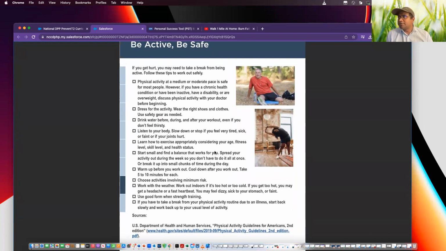If you get hurt, you may want to take a break from being active. Follow these tips to work out safely. Physical activity at a moderate pace is safe for most people. However, if you have a chronic health condition, have been inactive, have a disability or are overweight, discuss physical activity with your doctor before beginning. We want to dress for the activity, wear the right shoes and clothes, and use safety gear as needed.